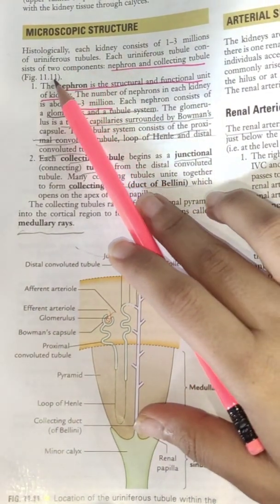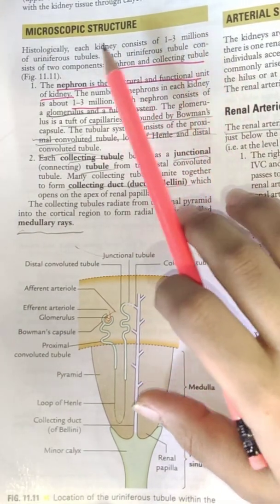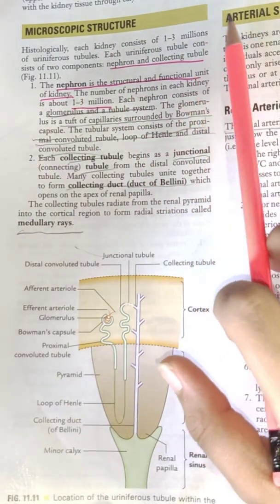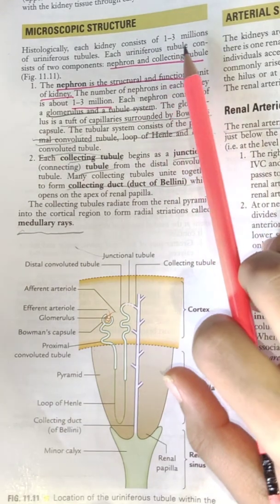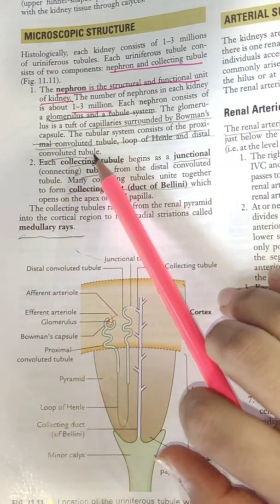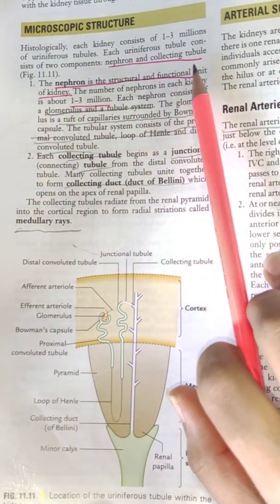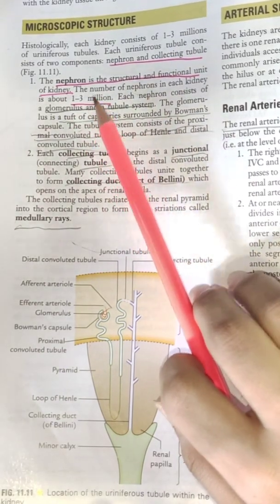We'll see its histological basis also. Each kidney consists of 1 to 3 million uriniferous tubules. Each uriniferous tubule consists of two components, that is the nephron and the collecting tubule. First we'll study the nephron and next we'll study the collecting tubule. So the nephron, as we know, is the structural and functional unit of the kidney. The number of nephrons is around 1 to 3 million.